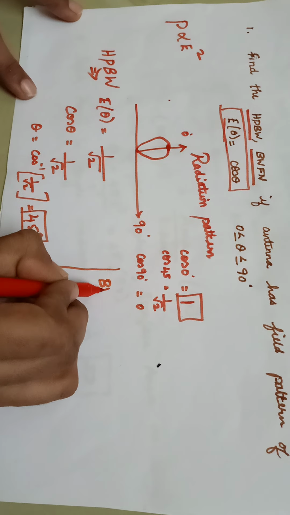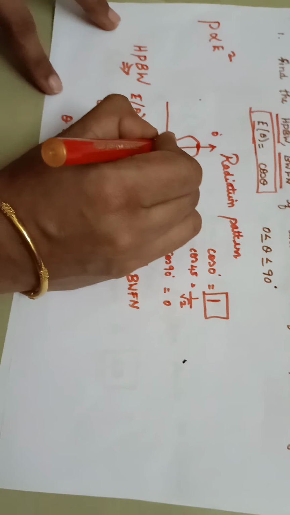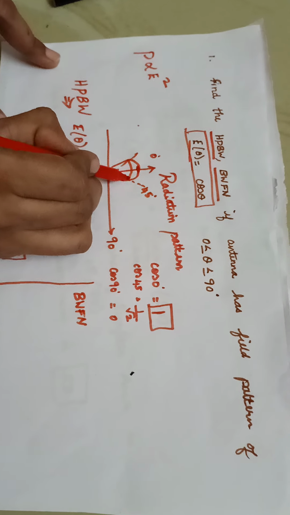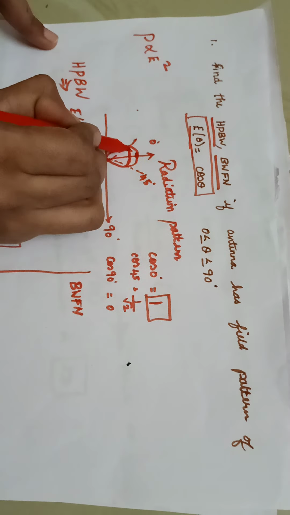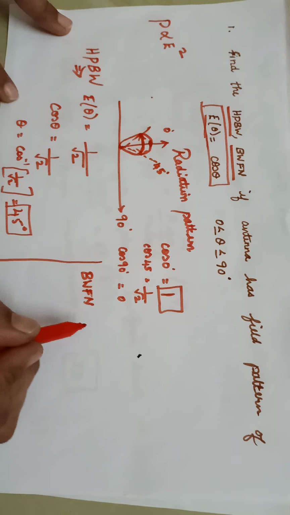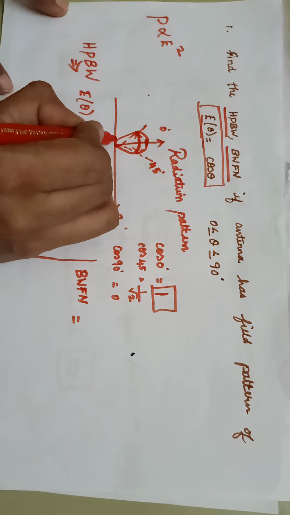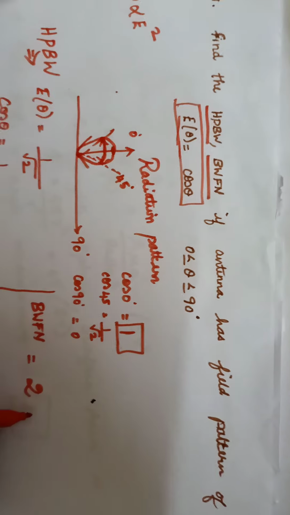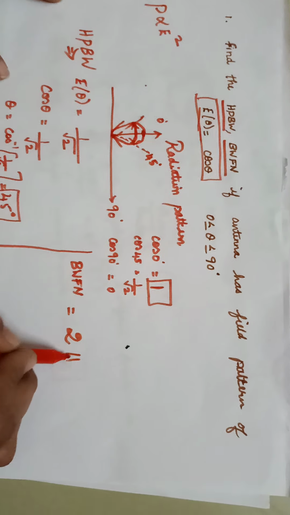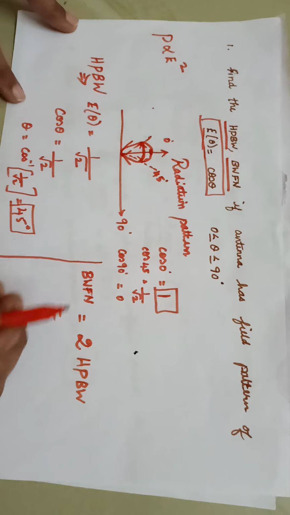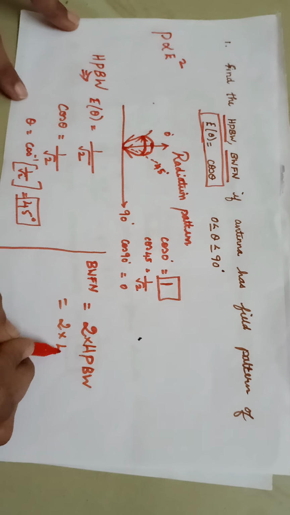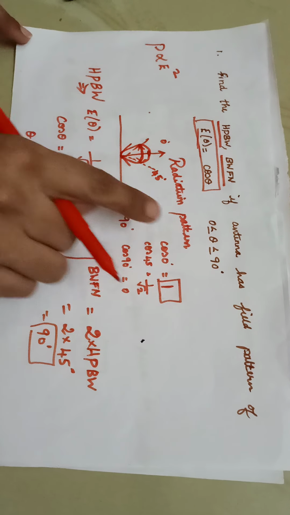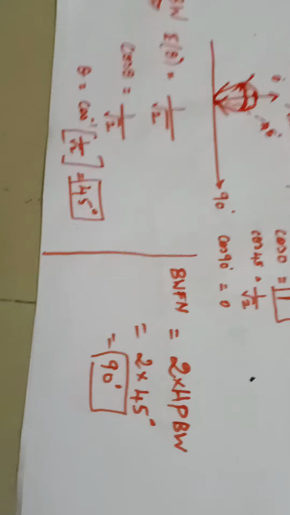And then the beam width between first null. We got 45 degree as the half power beam width. The beam width between first null is definitely twice of this value, twice of the half power beam width. So 2 into 45, it is 90 degree. So this is the answer for the field pattern E of theta equal to cos theta.